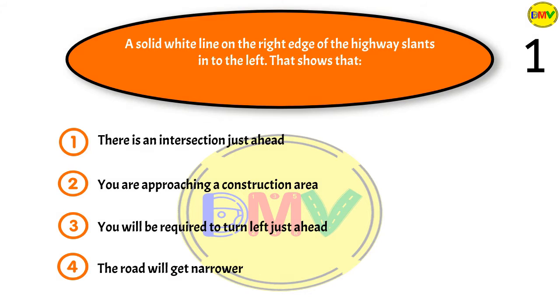Question 1. A solid white line on the right edge of the highway slants into the left. That shows that: 1. There is an intersection just ahead. 2. You are approaching a construction area. 3. You will be required to turn left just ahead. 4. The road will get narrower.